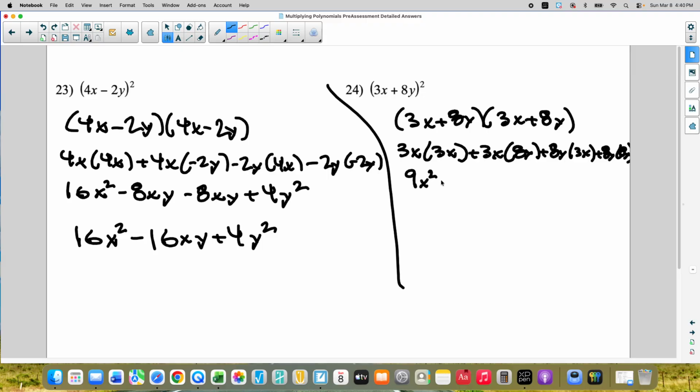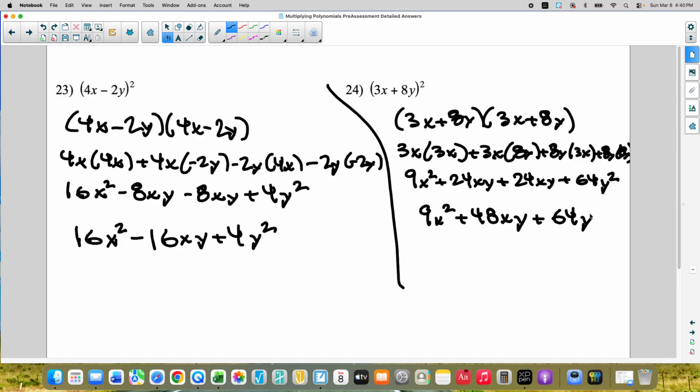9x squared plus 24xy plus 24xy plus 64y squared. Now, just because I wrote messy over here, I still looked back up here and made sure my writing still coincides with that. 9x squared plus 48xy plus 64y squared. Coefficients do not set the order of standard form. Your variables, your leading variable in each of the terms, does.